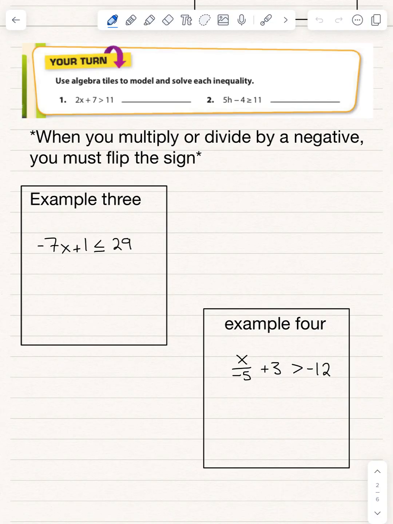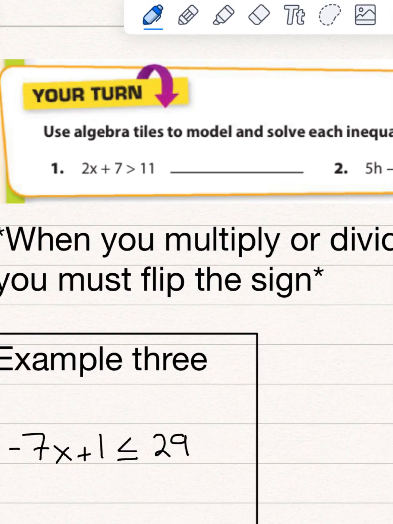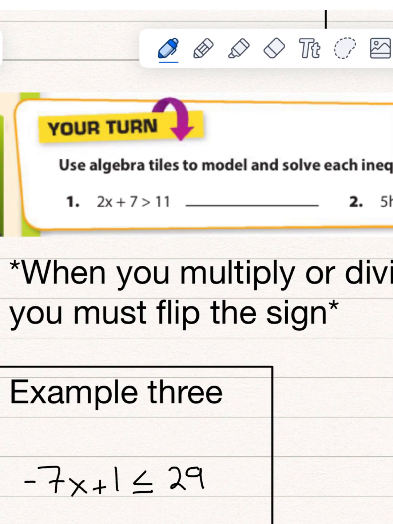All right, before we look at these bottom problems, I want you to pause the video and see if you can do this your turn at the top, both 1 and 2. Then you're going to play it back to see if you got it right.